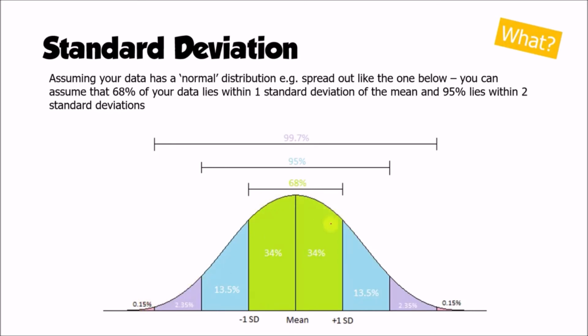Okay, and standard deviation assumes that this normal distribution exists, and therefore we can assume that 68% of our data lies within one standard deviation of the mean, either one standard deviation above or below the mean, and 95% of our data lies within two standard deviations of the mean, either 2 above or 2 below.